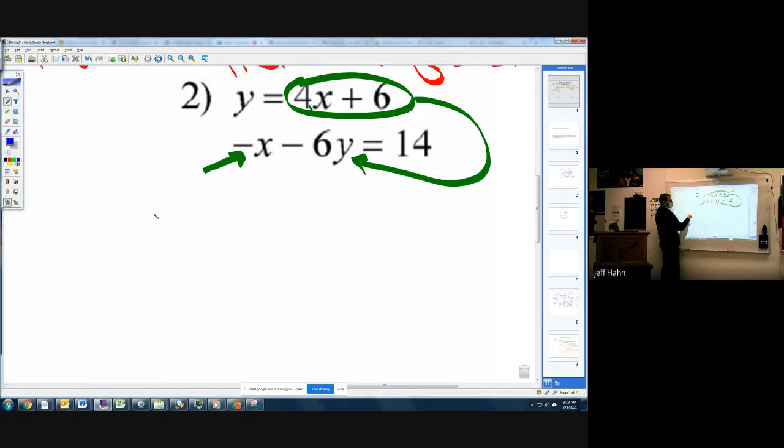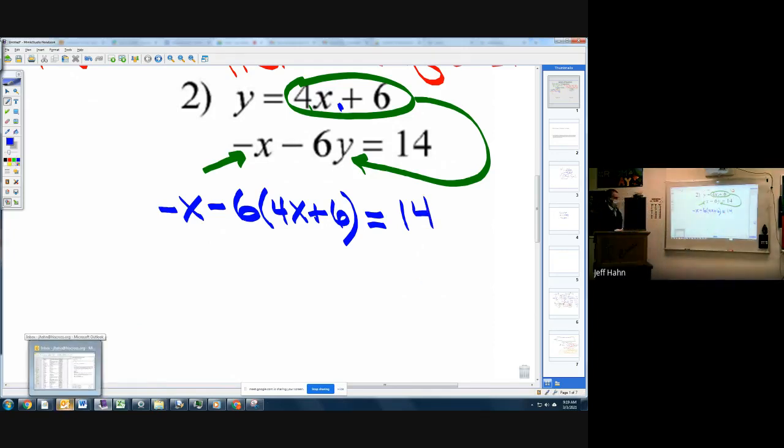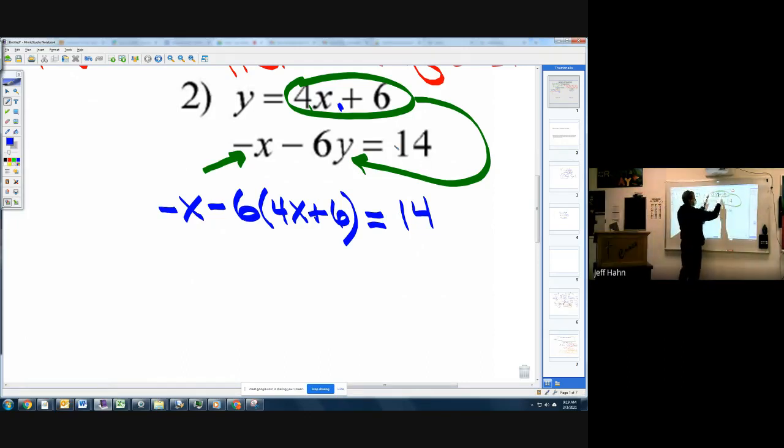So it looks like this, negative x minus 6 times what y equals, which is 4x plus 6 equals 14. Stop me there if you didn't get that. I know that y equals this, so I put that equal y there.